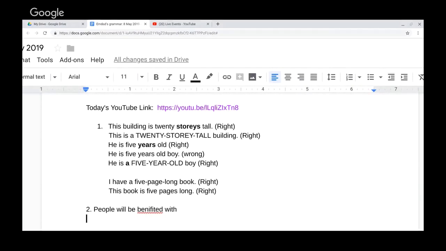People will be benefited with the special material. What do you think about this sentence? Can you tell me? Is this right or wrong? People will be benefited with special material.